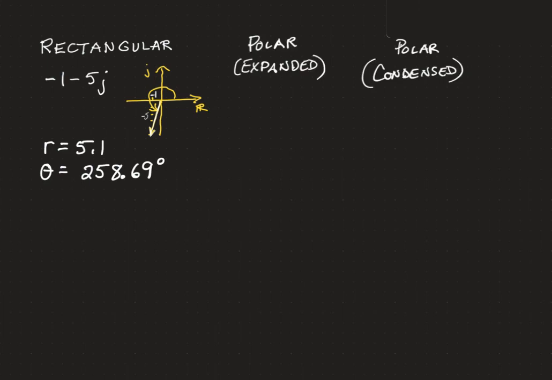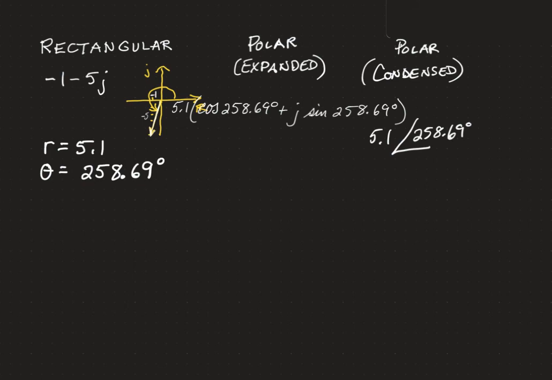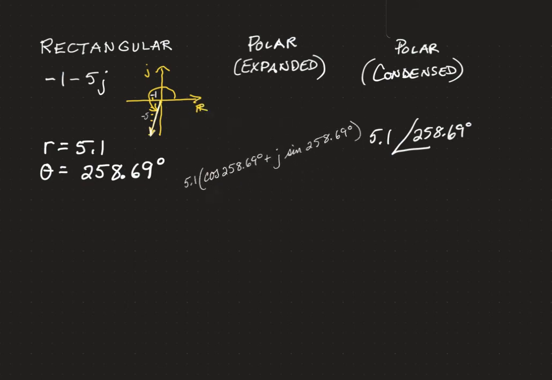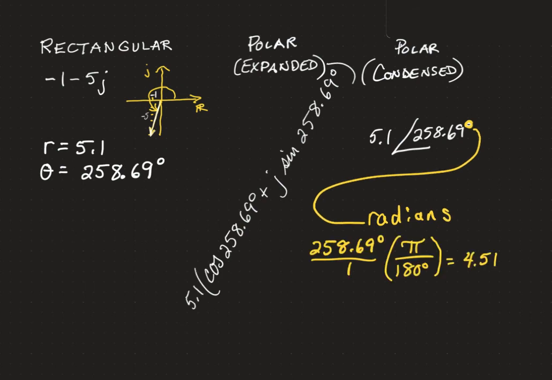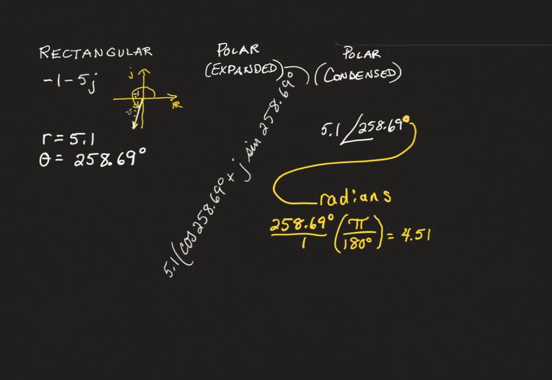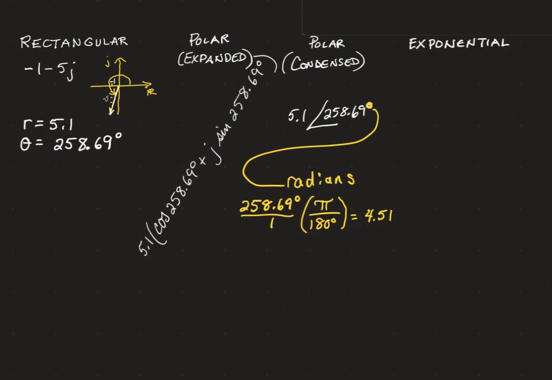I'm going to skip ahead and put this straight into the polar condensed form. There it is. But let's go ahead and write it in the expanded form as well. And there we see why a condensed form may be a good idea. Now let's convert degrees to radians so that we can prepare to write this in the exponential form. So there's your radians conversion. And let's write this in exponential format now.